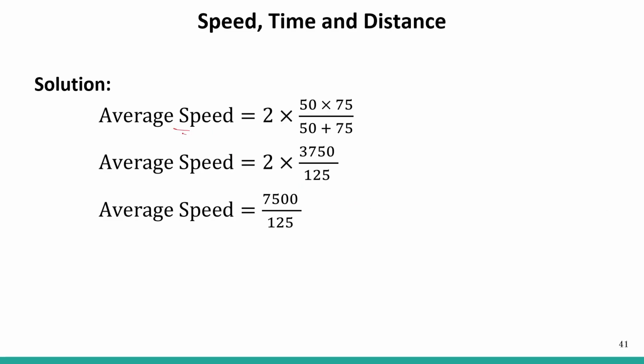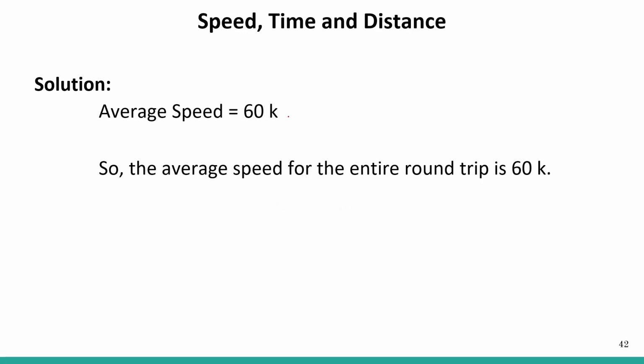So average speed will be 2 into 50 into 75 whole by 50 plus 75. It will be 7500 by 125. Since 125 into 6 is equal to 750, it will be 60, since there is another 0. So the average speed will be 60 km per hour. So the average speed of the entire round trip is 60 km per hour.